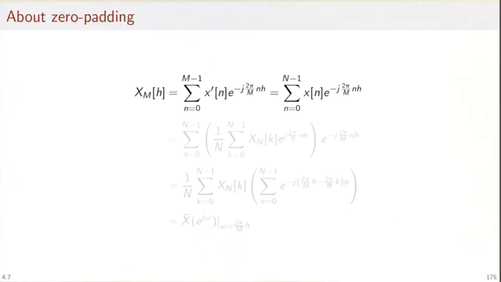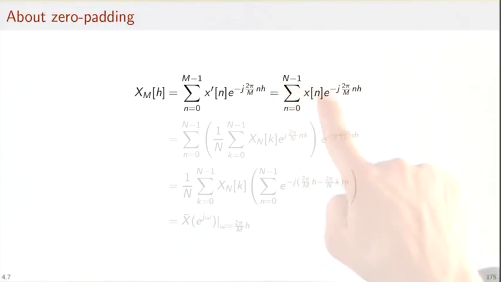So let us compute the discrete Fourier transform of a zero-padded signal. Let's call it capital X_M of h, where h is a frequency. It is the sum from 0 to capital M minus 1 of a signal x prime, which is the extension of the initial signal x, and the usual expression. So this is a sum from 0 to capital N minus 1 of x_n, e to the minus j 2 pi over capital M, that's the important point, n times h.